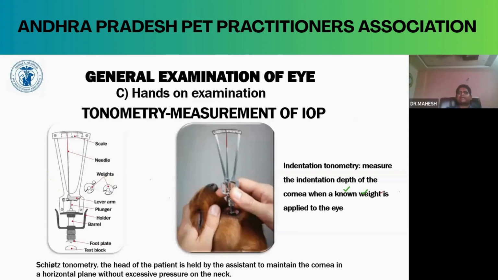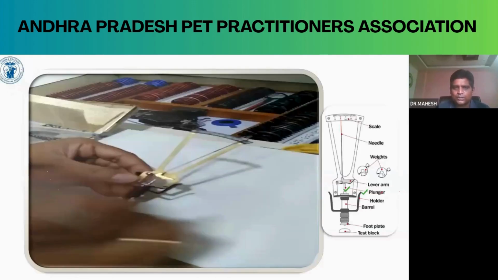So the next one is tonometry. Tonometry is nothing but measuring pressure. Here we will measure the intraocular pressure. Intraocular pressure is the pressure of the fluid present in the eyeball, that is, the aqueous humor. So how can we measure this? By using the Schiotz tonometry, or we can use the tonopen, or the rebound tonometry.